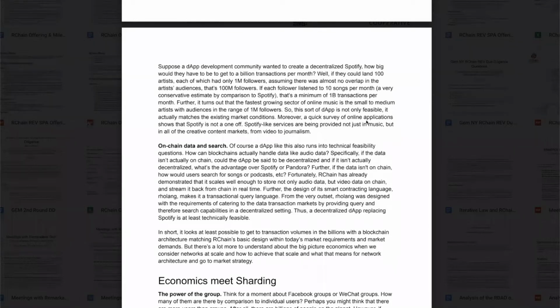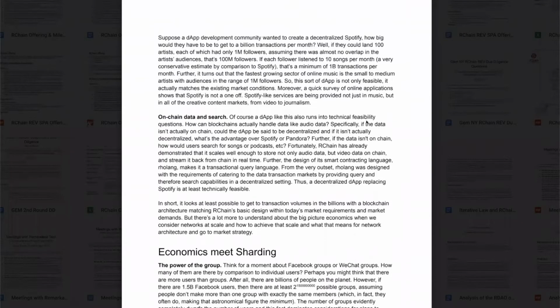And our chain has shown that it can store and stream both audio data and video data on chain and stream it from chain. So again, it's at least feasible. So there are all kinds of other things that'll get in the way, but at least if we do the back of the envelope considerations, right, it's not crazy.